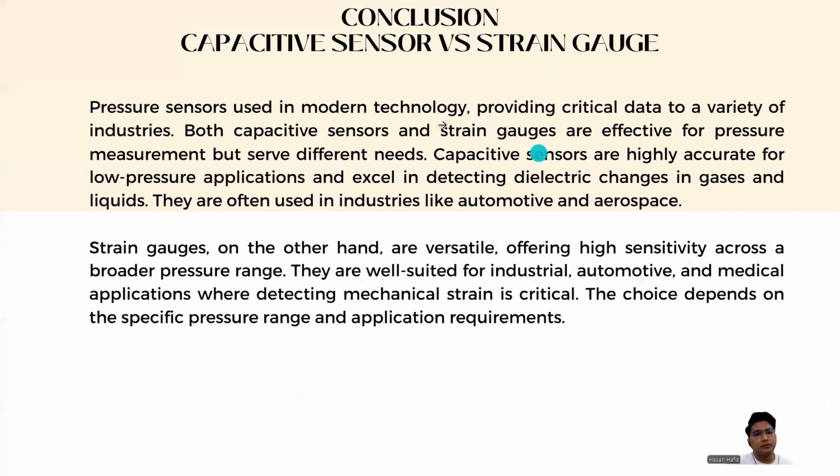Then here is the conclusion about the two sensors, capacitive sensor and strain gauge. As you can see here, both are effective for pressure measurement but serve different needs. As an example, capacitive sensors are highly accurate for low pressure application. The strain gauge is versatile, offering high sensitivity across a broader pressure range. They are well suited for industry, automotive, and medical application where detecting mechanical strain is critical. So the choice depends on the specific pressure range and application requirement.